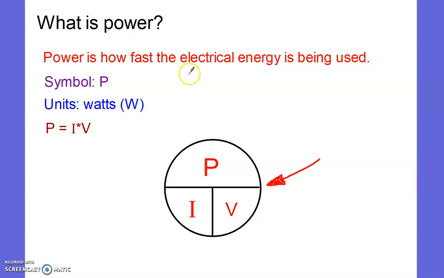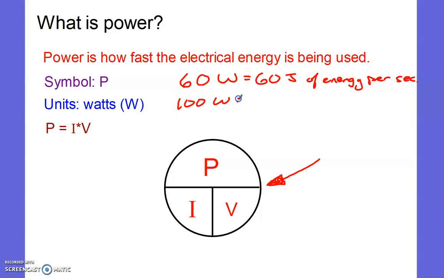Now a light bulb, let's say, that has 60 watts, what that represents is that the light bulb is using up 60 joules of energy every second. Versus a 100-watt light bulb, which uses 100 joules of energy every second. Now, since the 100-watt light bulb uses more energy every second, it burns brighter. But unfortunately, it will also cost you more because more energy is being used.